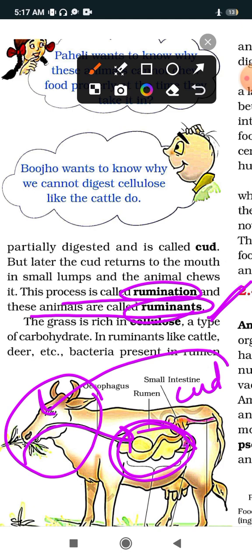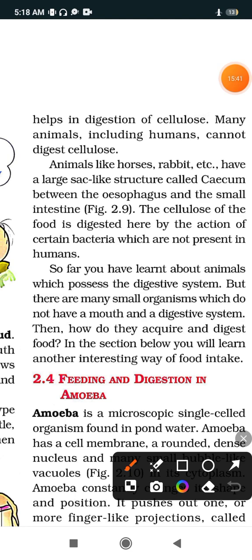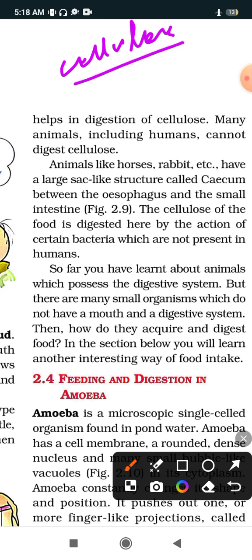What happens in them? Grass is rich in cellulose, a type of carbohydrate. Why can they digest cellulose and humans cannot? Because they contain bacteria present in their rumen which digest cellulose. Clear? So they contain cellulose from grass, and in the rumen they contain bacteria. That's why they are able to digest cellulose. Many animals, including humans, cannot digest cellulose because we do not have bacteria.